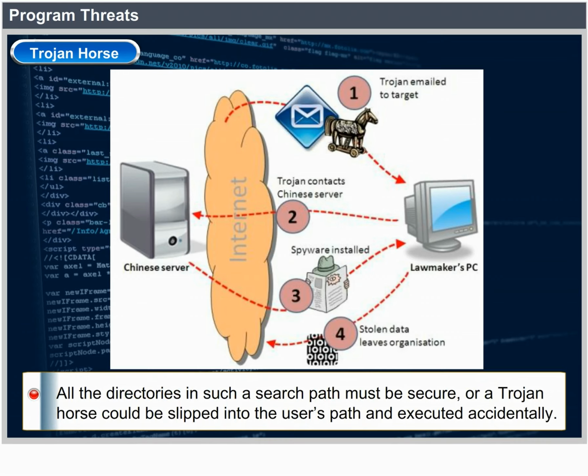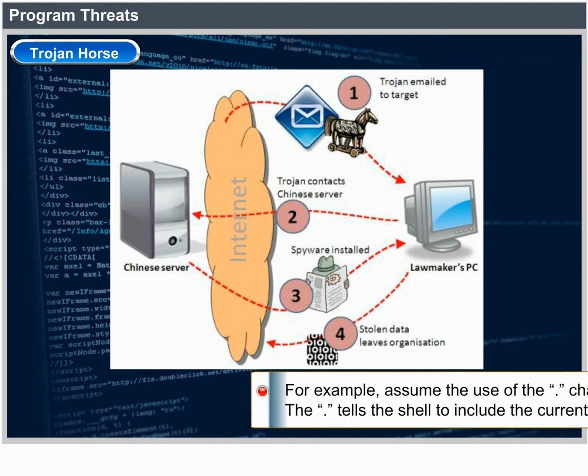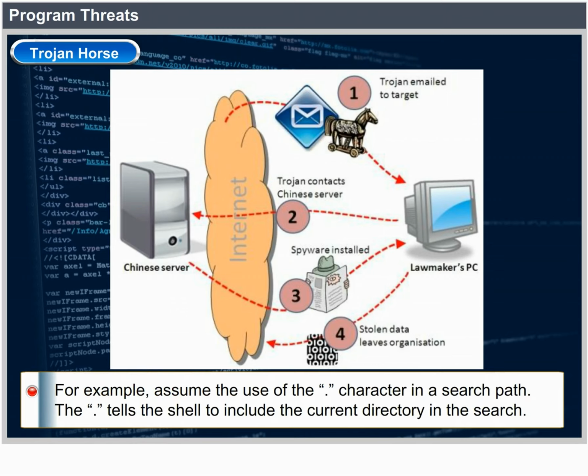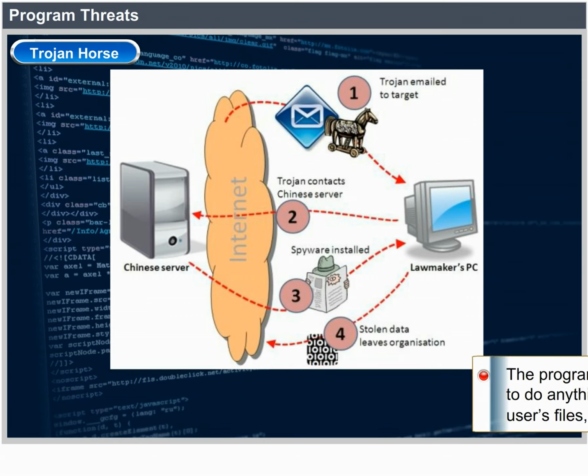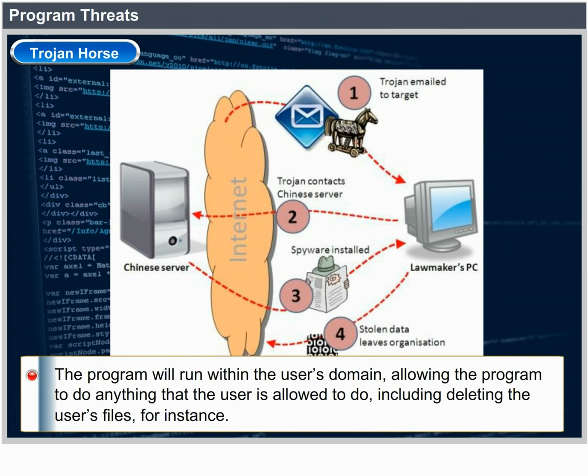For instance, consider the use of the dot character in a search path. The dot tells the shell to include the current directory in the search. Thus, if a user has dot in her search path, has set her current directory to a friend's directory, and enters the name of a normal system command, the command may be executed from the friend's directory. The program will run within the user's domain, allowing the program to do anything that the user is allowed to do, including deleting the user's files, for instance.